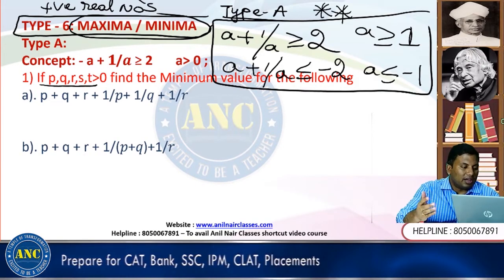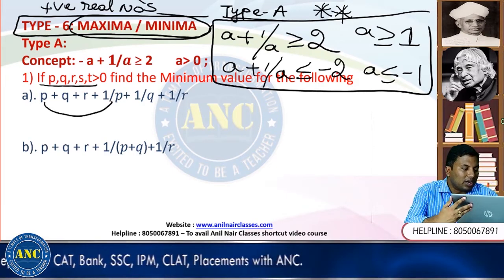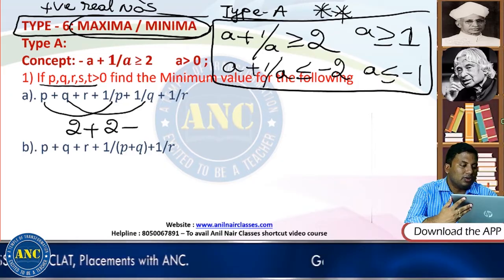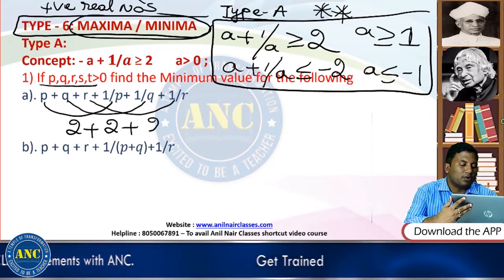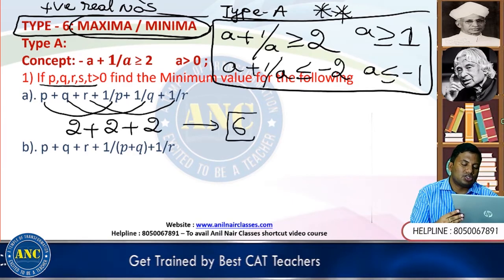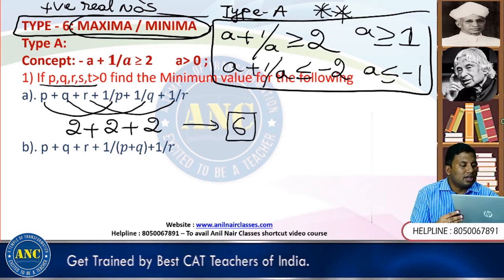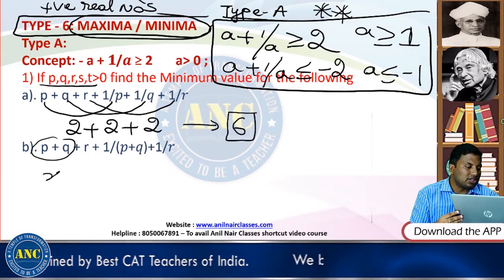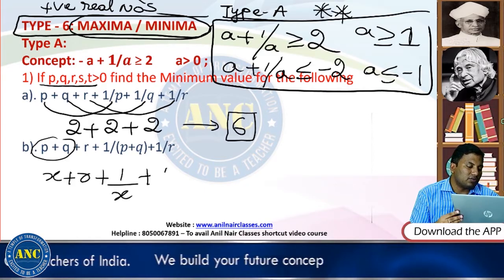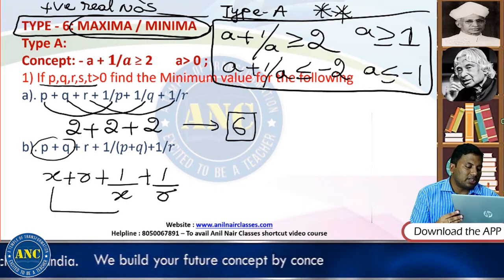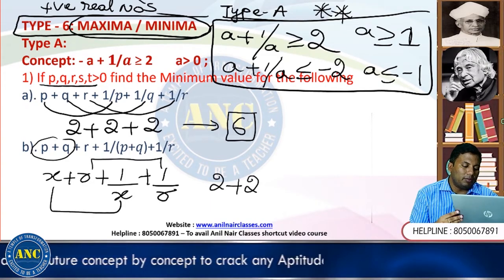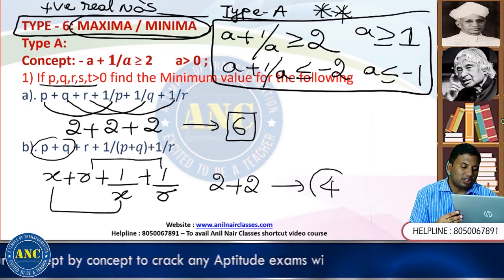Positive means variable and its reciprocal, the minimum value is 2. Now find the value. Each variable and its reciprocal has minimum value 2, so 2 plus 2 plus 2. Answer is 6. If I call P plus Q as X, this expression will become X plus R plus 1 by X plus 1 by R. Each variable and its reciprocal has minimum 2, so 2 plus 2 is nothing but 4.